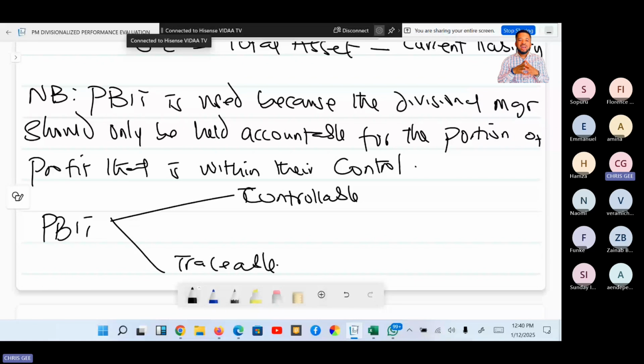There was also a question about controllable profit and traceable profit. When you talk of a controllable profit, what does it mean? That you have control over that profit. When you say it's traceable, it means that profit can actually be traced to your division. Controllable means it's within your control. Now look at the profit before interest and tax. Is interest within the control of the manager? Why?